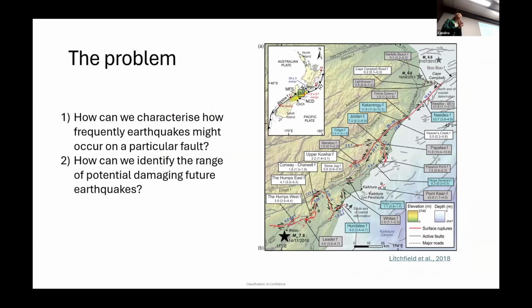So the question is, how can we characterize how frequently earthquakes might occur on a particular fault? And how can we identify the range of potential damaging earthquakes that we could see in the future? The Kaikoura earthquake, prior to its occurrence, is one that I think most people would have written off as not plausible. We don't need to be worried about something that involves over 20 faults going all the way up the coast in different senses and orientations, because that's not something that happens. So we were wrong.